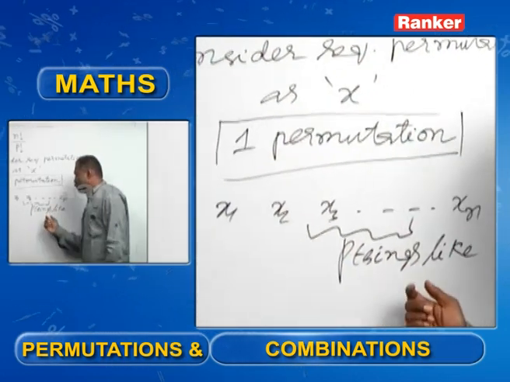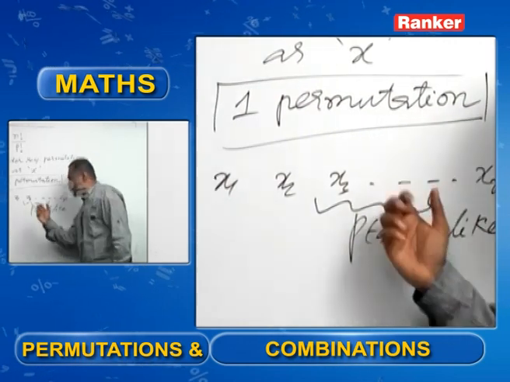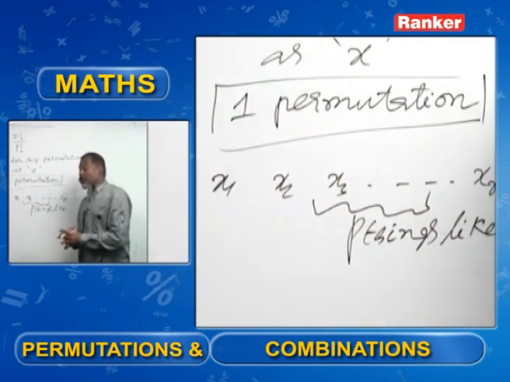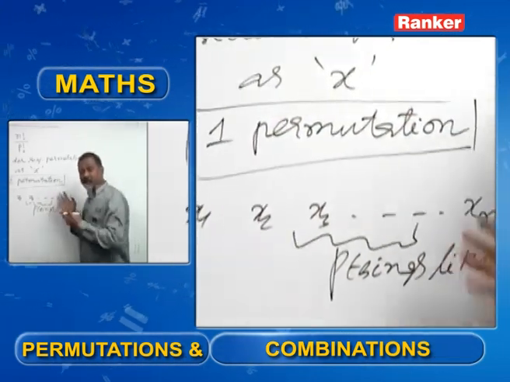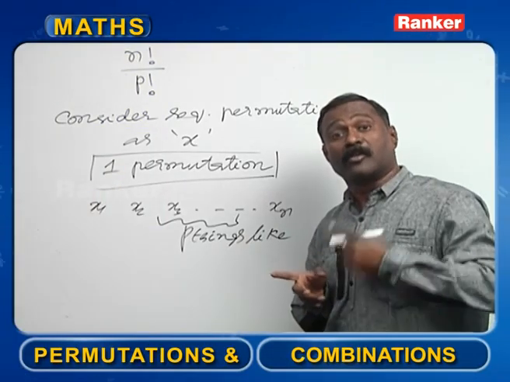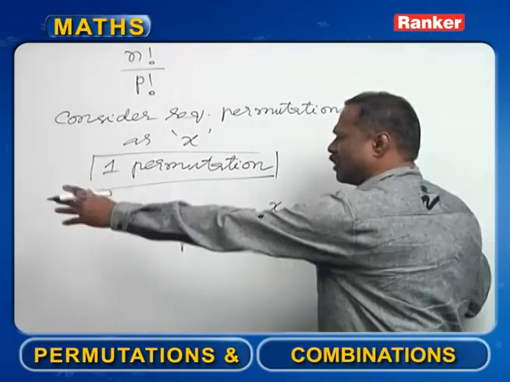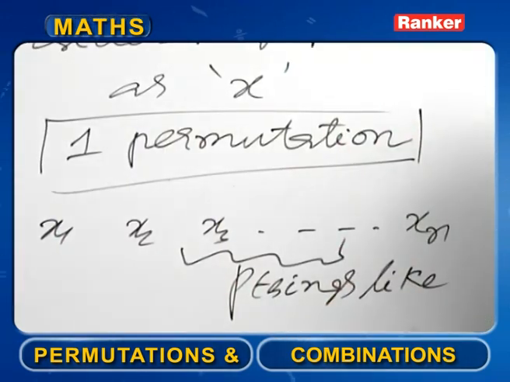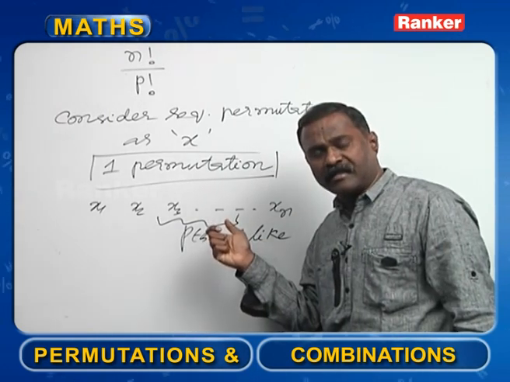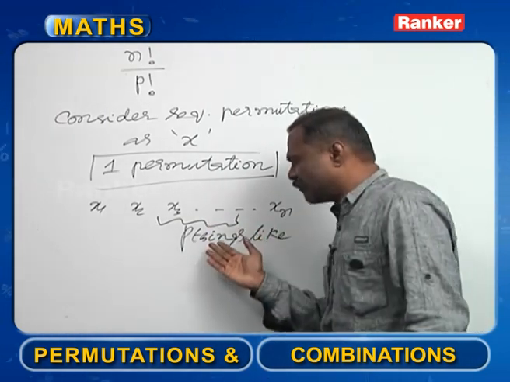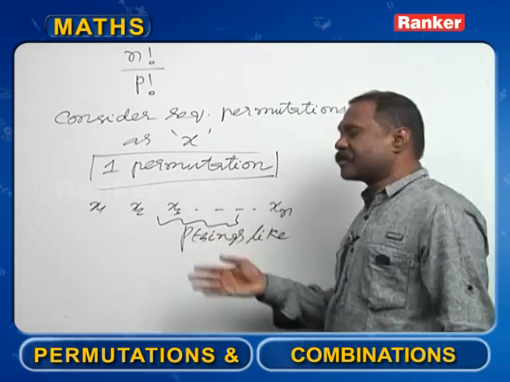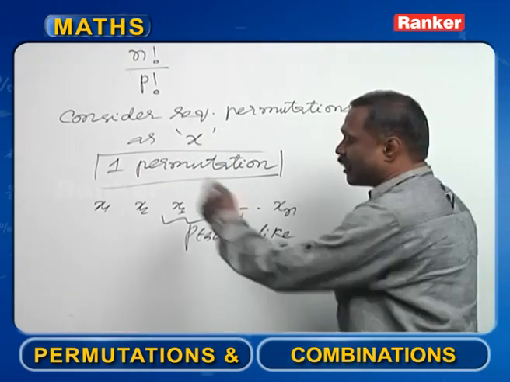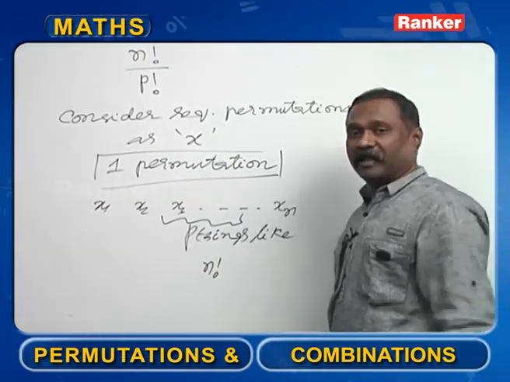Now I want to remove these p things because they are like things, and I will fill those blank places with all different things, not only different among themselves but also different from the rest. That means all the n things are now different. Then they can be arranged in n factorial different ways.